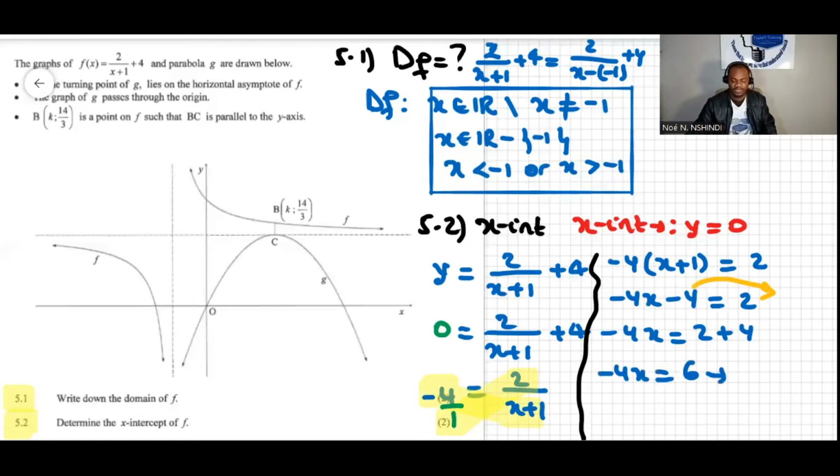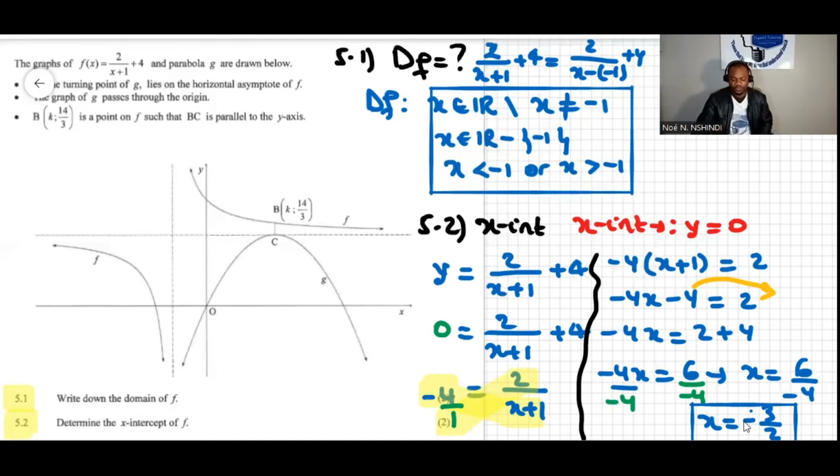And that makes x equal to 6 over -4, because I divide both sides by -4. Now that will make x equal to -3 over 2. That's the value of x. That is the x-intercept of f of x.